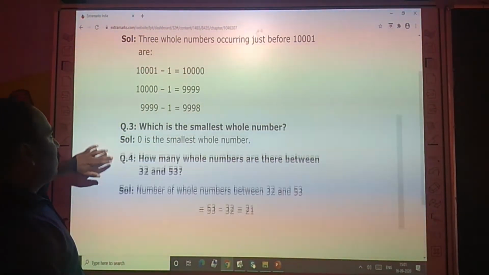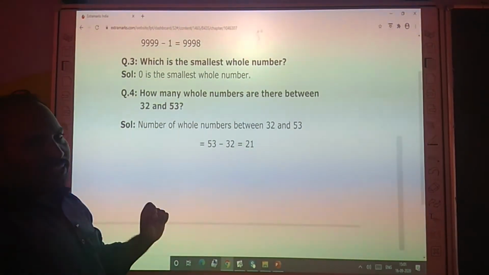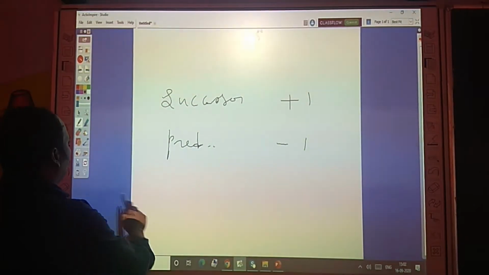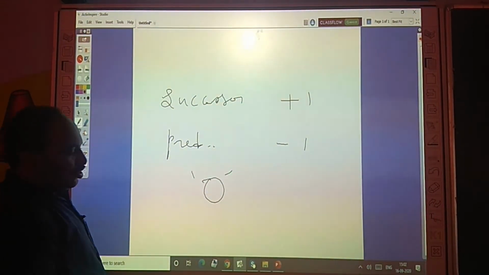Question number 3. Which is the smallest whole number? Already you know that. Listen here. 0 is the smallest whole number.